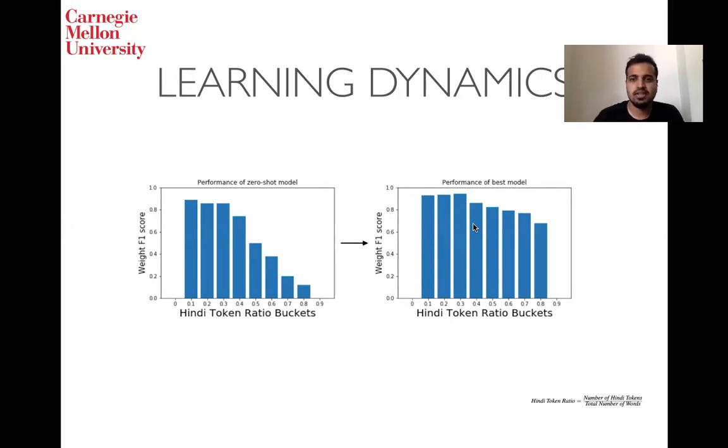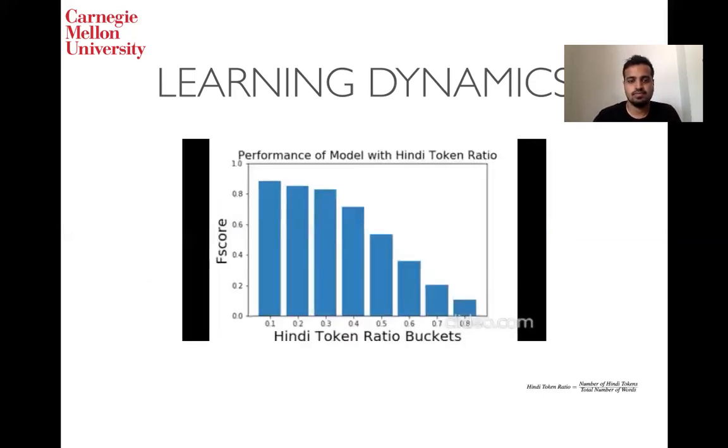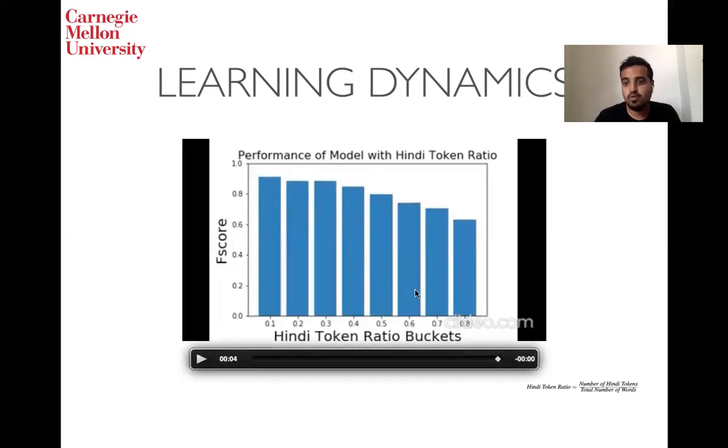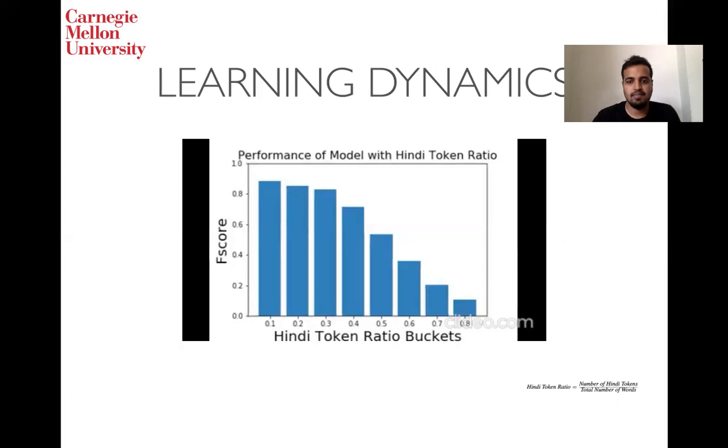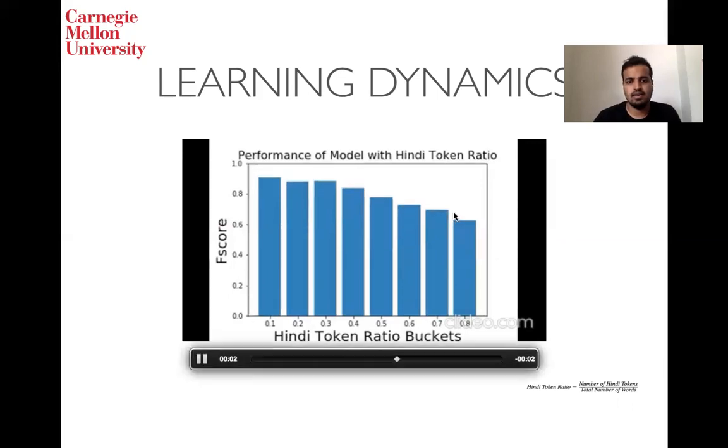Next, we look at a video showing the learning dynamics of the model under this framework and see how the performance improves in this region where the Hindi token ratio is high. So here we see that the model performance improves over time in this region where the Hindi token ratio is high. Let's look at it again. And this is going on with every iteration of the unsupervised self-training framework.